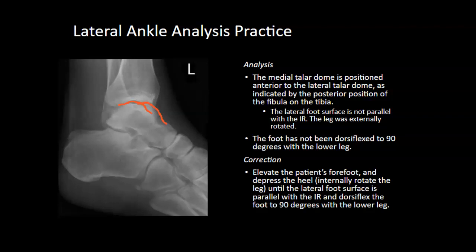Also, you want to look at that tib-fib relationship. If that fibula starts going posterior to the tibia, that should indicate to you that you have some rotation, and that we need to depress the heel, because the foot was internally rotated, until that lateral foot surface is parallel with the IR. We also need to increase dorsiflexion so that we can get a true lateral projection with the tibiotalar joint space open.